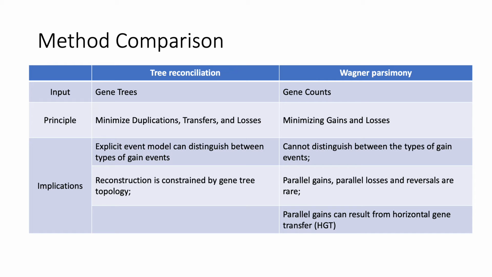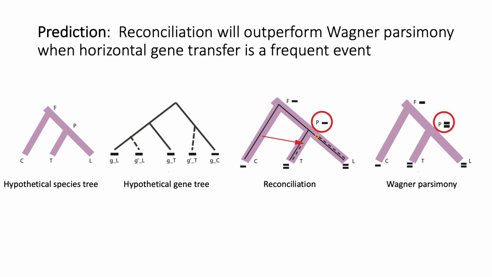Moreover, because Wagner parsimony only uses gene counts, it also minimizes parallel gains, parallel losses, and reversals, and considers them as rare events. Given that horizontal gene transfer can mimic parallel gains, Wagner also considers those rare. Signal from the gene tree topology may reveal those types of events with reconciliation. We predict that reconciliation will outperform Wagner parsimony when horizontal gene transfer is a frequent event.